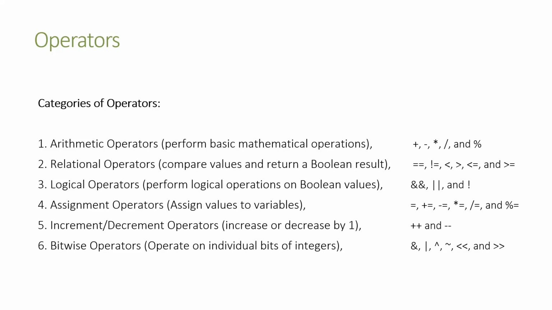5. Increment-decrement operators increase or decrease the value of a variable by 1. Examples: increment and decrement. 6. Bitwise operators operate on individual bits of integers. Examples: bitwise AND, bitwise OR, bitwise XOR, bitwise NOT, left shift, right shift.